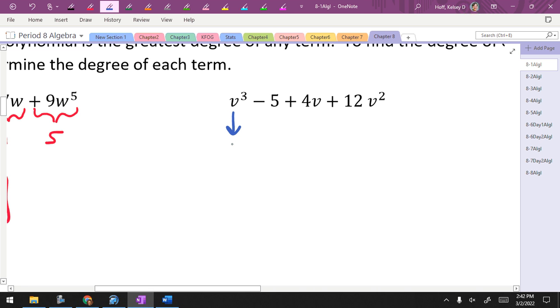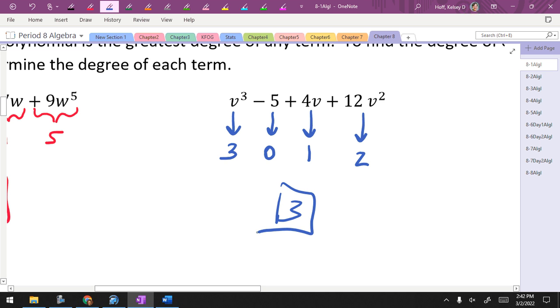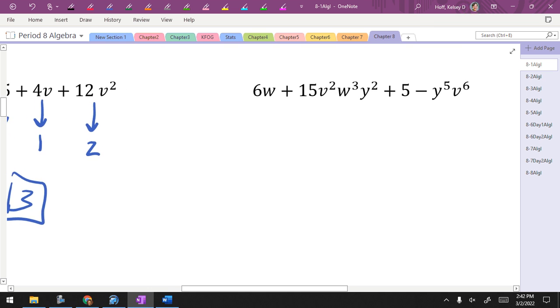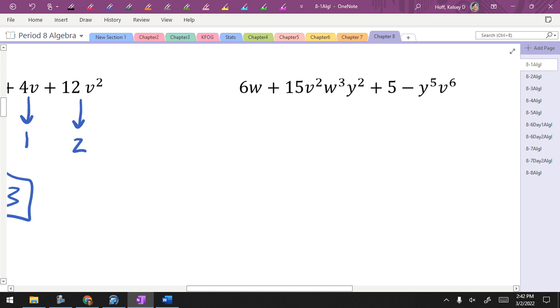First one, degree 3, then 0, then 1, so the degree of the entire thing is 3. Got this. Now I have multiple letters. If you have multiple letters, you add the exponents together.